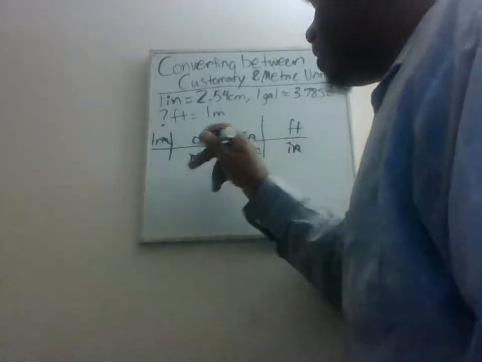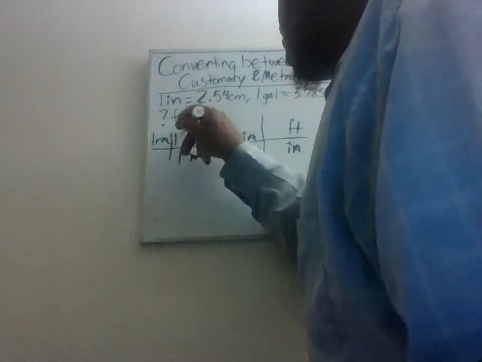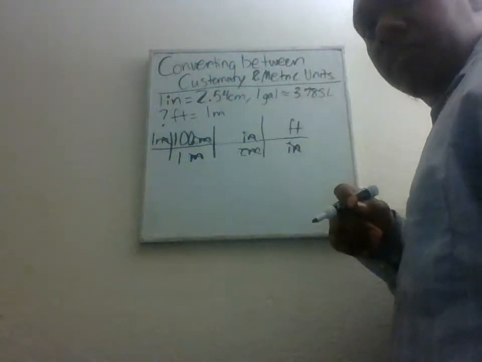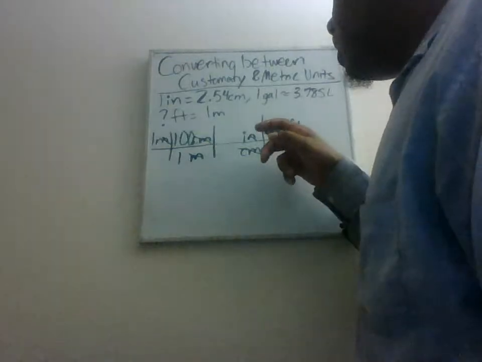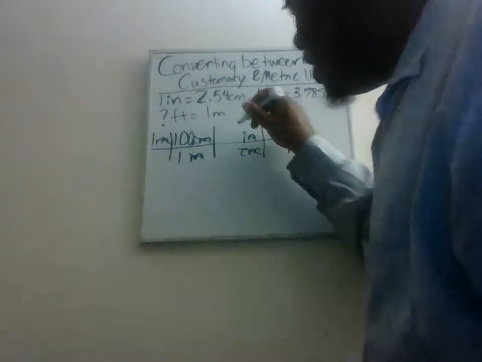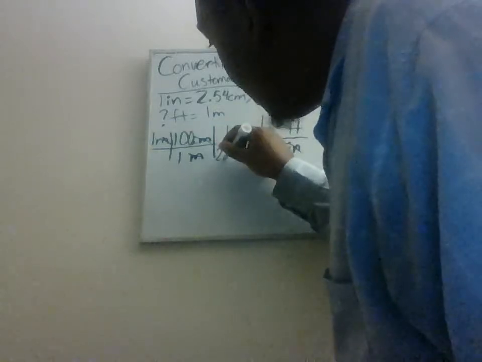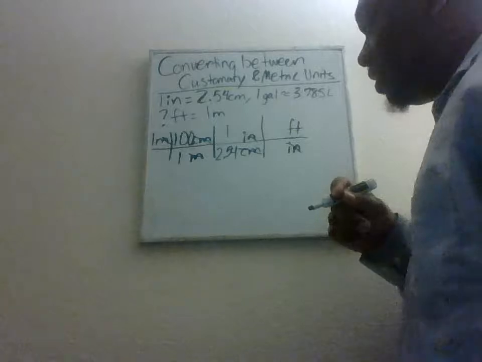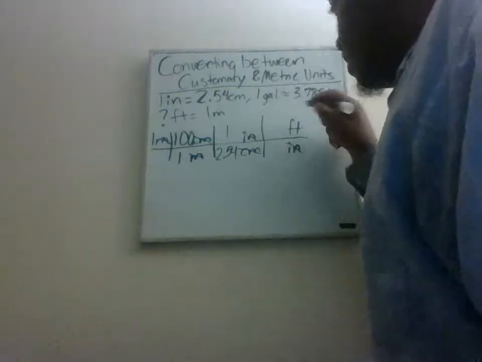So how many centimeters are there in 1 meter? Well, there are 100 centimeters in 1 meter. Okay, good. How many centimeters are there in 1 inch? Well, it's written up there for our conversion factors. We got 2.54 centimeters is 1 inch. Nice. Now, how many inches in a foot?